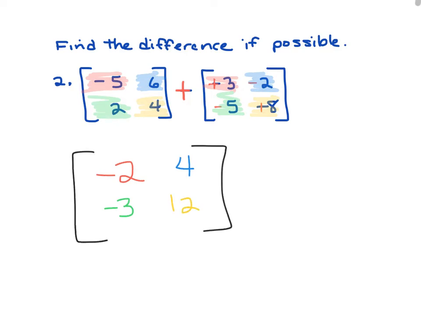So you're just adding it element by element, and then writing the answer in the same place where both of the previous numbers were. And again, if they are not the same dimension, then you would say no solution. The next thing we're going to cover is multiplying matrices. Everybody good on the subtraction?